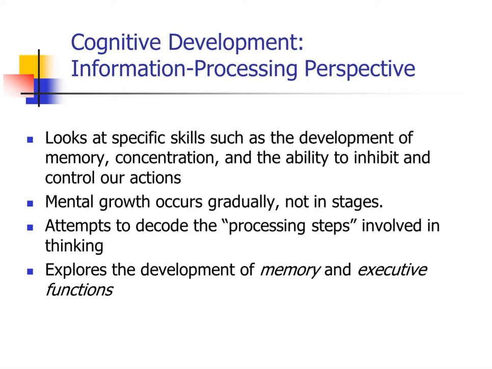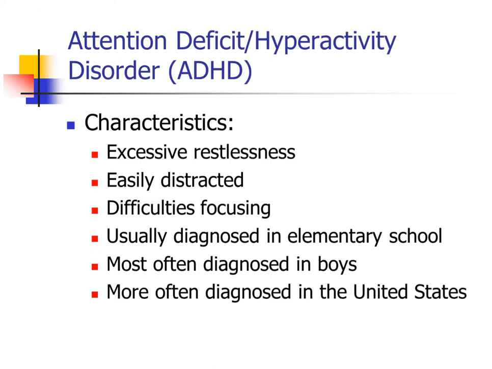This is going to be our last little part of looking at cognitive development, looking at ADD and ADHD. Here are a few signs and symptoms of how a child might be diagnosed, or even an adult with ADD or ADHD. It's excessive restlessness, easily distracted, difficulty focusing, usually diagnosed in elementary school, most often diagnosed in boys, more often diagnosed in the United States. Remember what we talked about in the very first lesson, the pruning. A lot of times now they're starting to associate the pruning not happening to the full extent with ADD or ADHD.